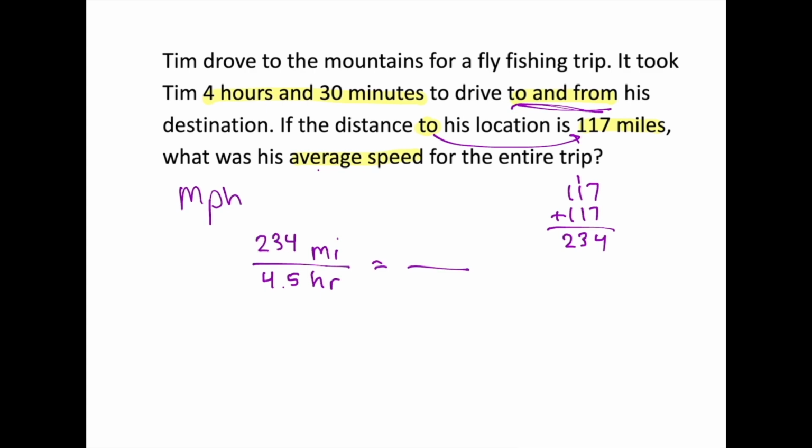To find the miles per hour, we want 1 hour. We can put an x in for miles, since that's what we're finding. To get from 4.5 to 1, we have to divide by 4.5. So we need to take 234 divided by 4.5. Go ahead and pause the video, grab a calculator, and take 234 divided by 4.5. You should have gotten 52. So the average speed was 52 miles per hour.